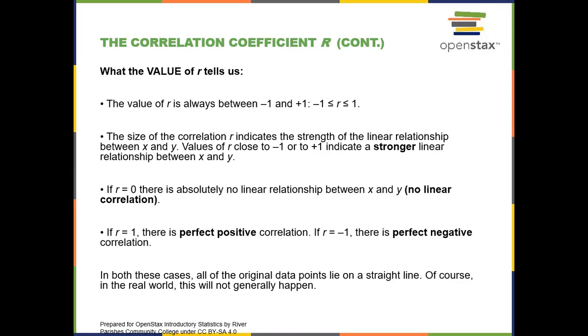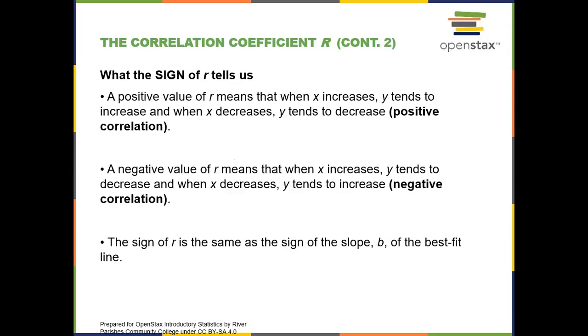If R is equal to 0, there is no linear relationship. If R is equal to 1, there is a perfect positive relationship. If R is -1, there is a perfect negative correlation. In both these cases, all of the original data points lie on a straight line. Of course, in the real world, this will not generally happen.